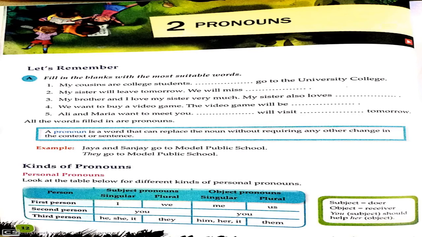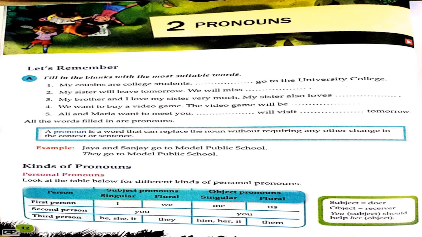My cousins, you can see, are plural in number. My cousins are college students. They go to the university college. My sister will leave tomorrow. We will miss her. My brother and I love my sister very much. My sister also loves us.